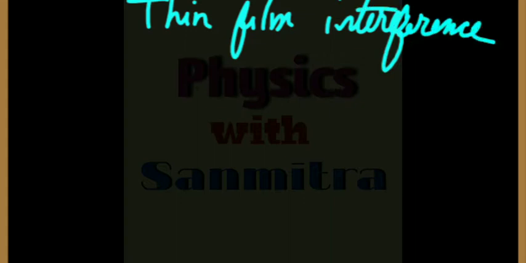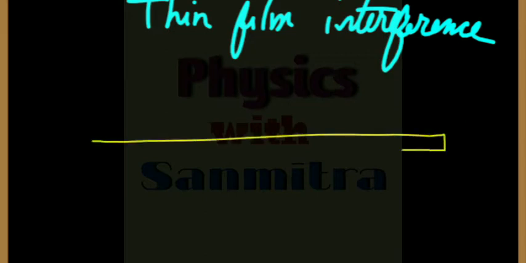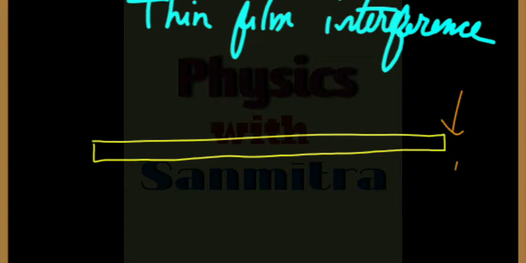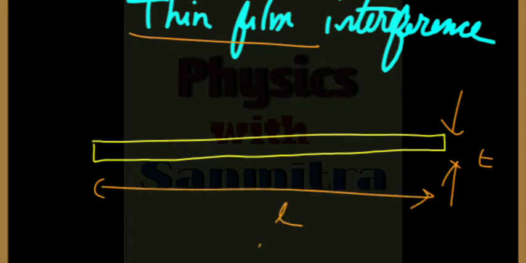First of all, let me explain what a film is. A film is anything which has a very thin layer. Now you can ask what is a thin film. I would say the word thin film is a bit redundant, because film itself signifies something very thin. The thickness is very small compared to its length. Then this sort of thing is called a film.